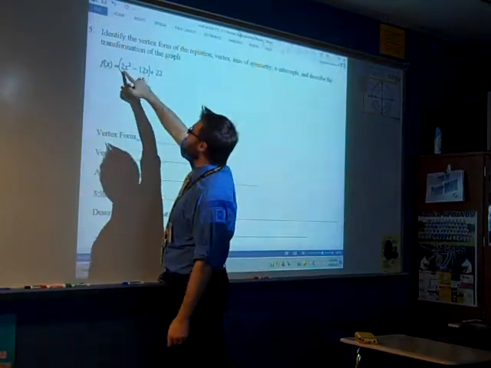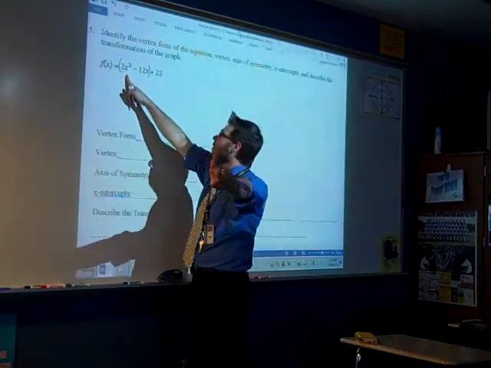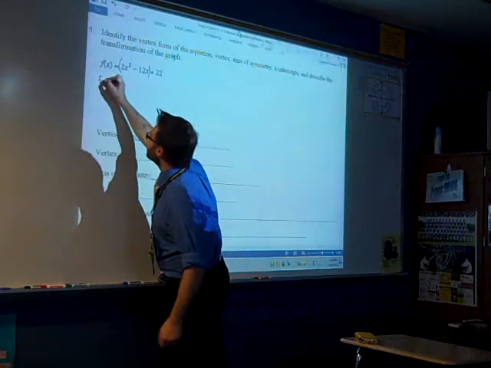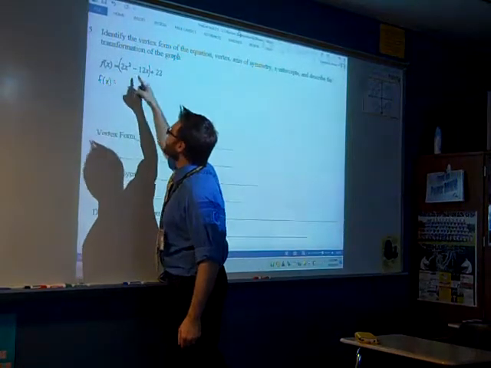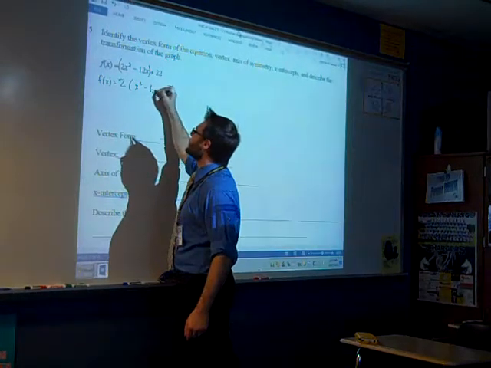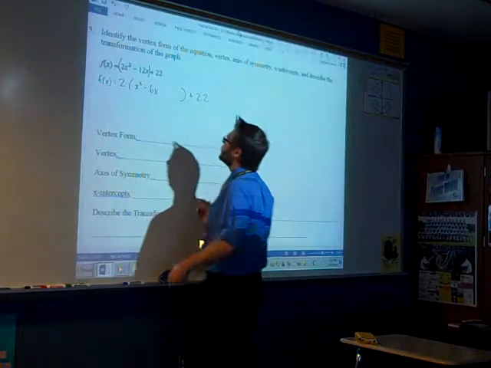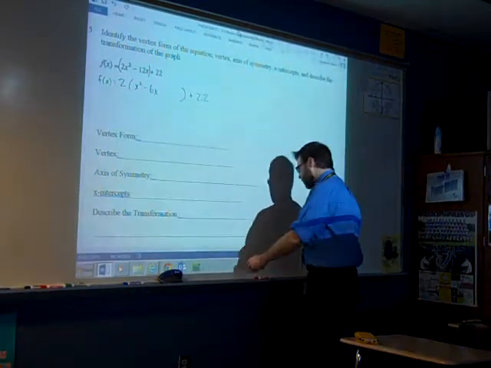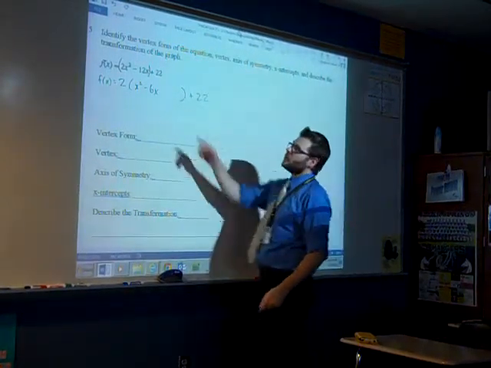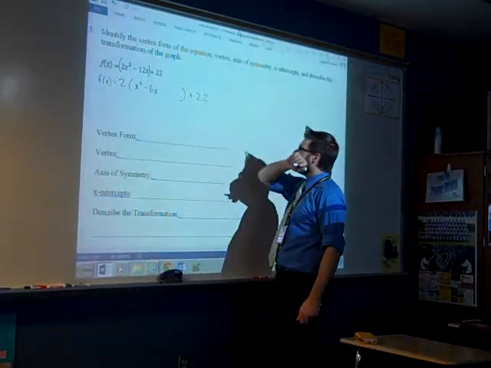We need to go ahead and pull out a 2 from both of these. We need to reduce it so that our leading coefficient is 1. So we're going to say f of x equals, I'm going to pull out a 2, parentheses x squared minus 6x, plus 22 on the outside. So we didn't reduce the 22. If we reduce the 22, we'd have to reduce the f of x also. We don't want to divide everything by 2, just that section.